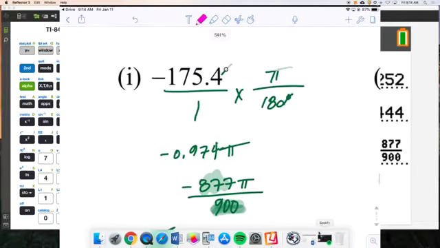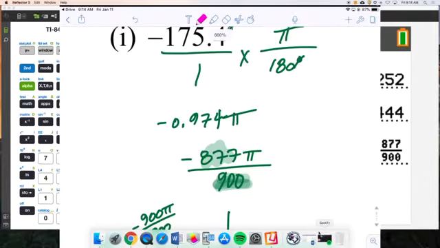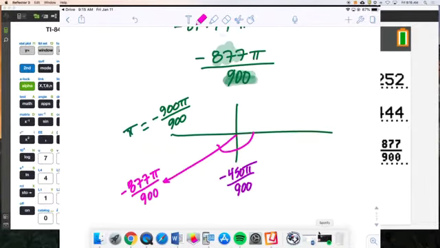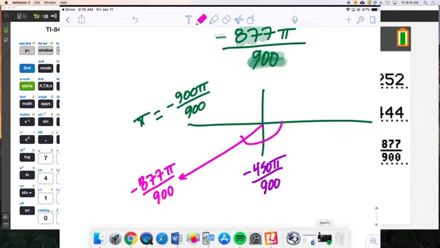It just started off as negative. It was a negative angle to begin with. Yeah. So, can we figure out the reference angle now pretty easily? Yeah, the reference angle is this measure right here. How far do we have to go to get from 877 to 900? 23 pi 900ths. Is it positive or negative 23? Positive, because reference angles are always positive. Good. So the reference angle is 23 pi 900ths. See how easy it is with fractions of pi?